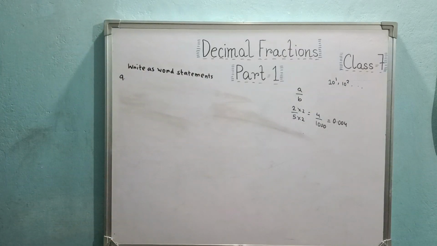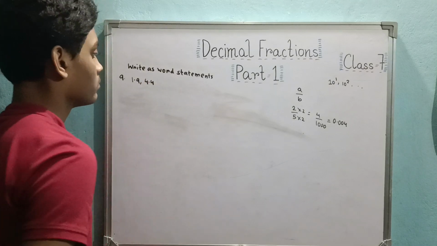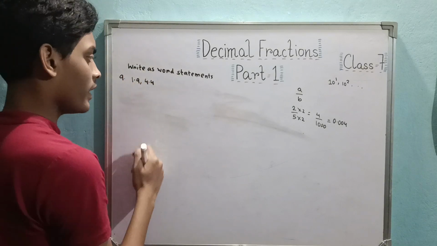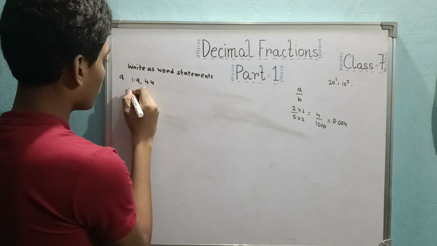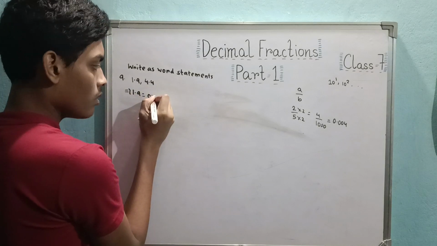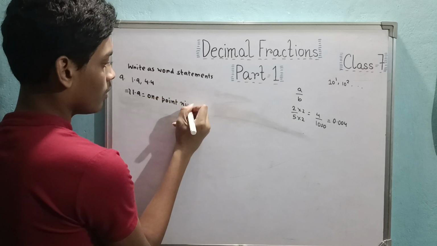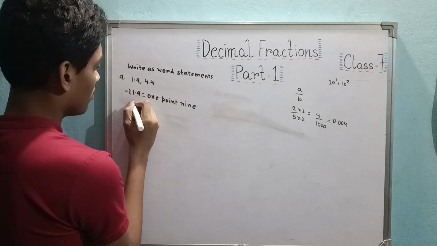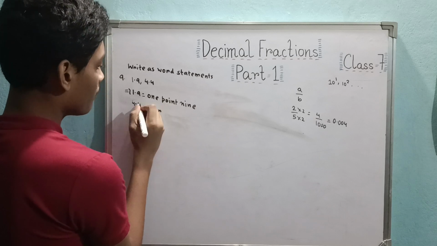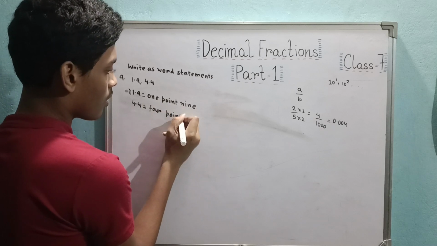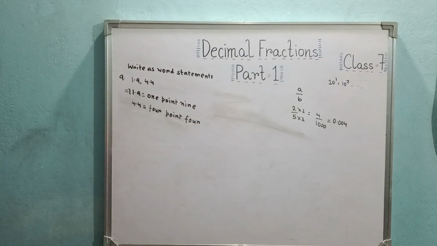So you have to write up decimals as words. This is this one and this one. Now, this is 1.9. So equal to, or no, 1.9, this is equal to what? 1, then point is there, point, then 9 is there, 9. Done. Now 4.4 equal to what? 4, then point is there, point, after point 4 is there, 4. Easy.